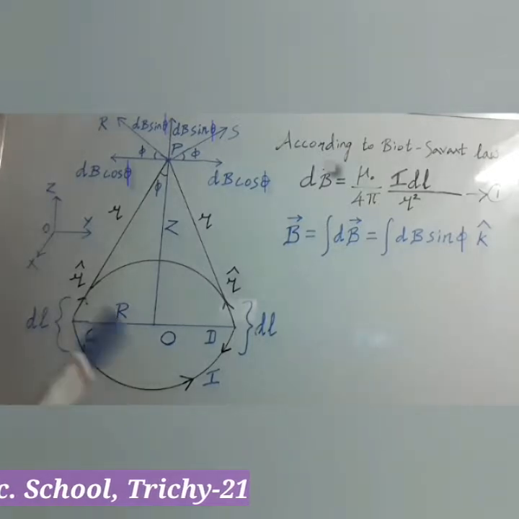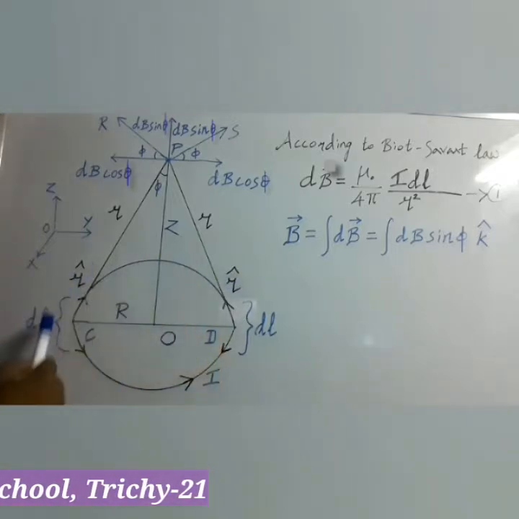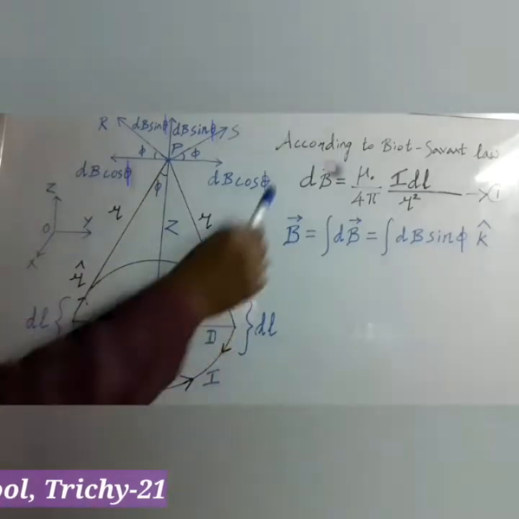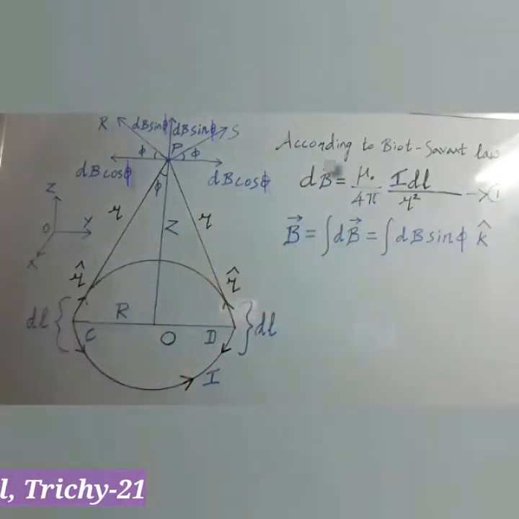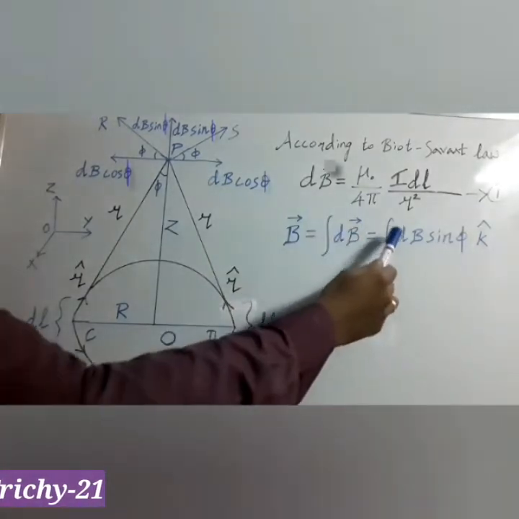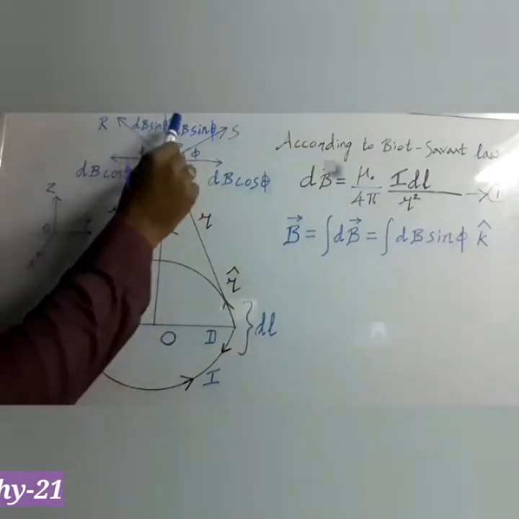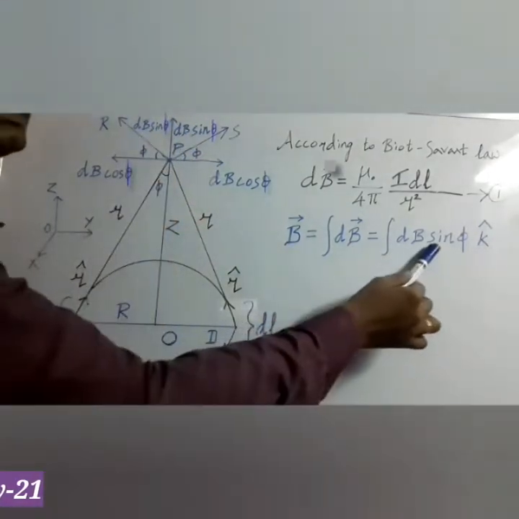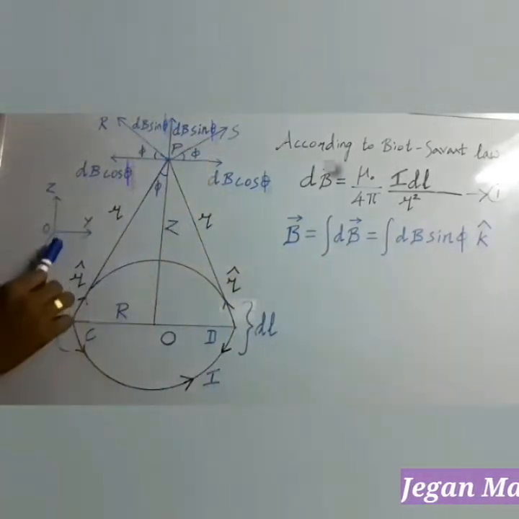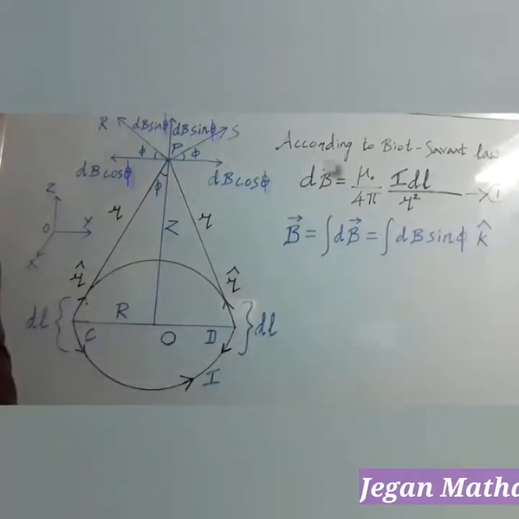Now to find the total magnetic field given by this circular coil at the point P, we have to integrate the magnetic field given by the current element. So the net magnetic field B vector is equal to the integration of dB, which is equal to the integration of the vertical component. Here only the vertical component gives the magnetic field. The vertical component acts upwards, which means it acts along the Z axis. That's why we have taken the unit vector k cap.